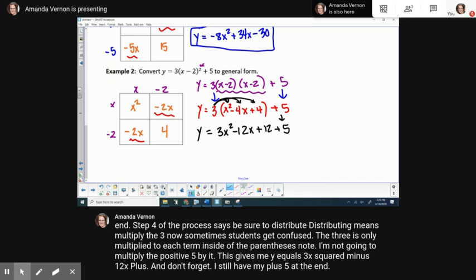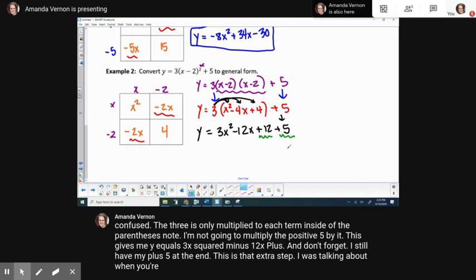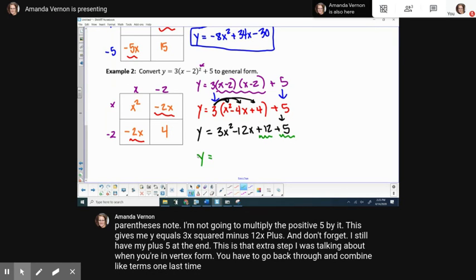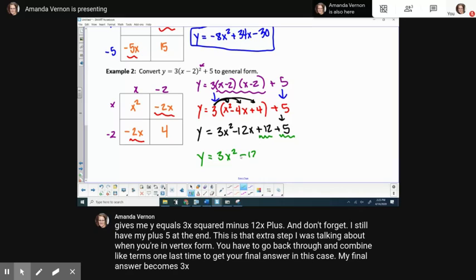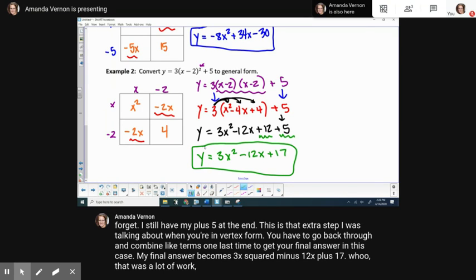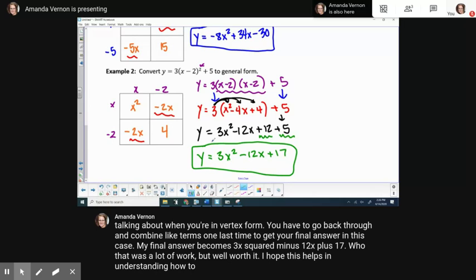This is that extra step I was talking about. When you're in vertex form, you have to go back through and combine like terms one last time to get your final answer. In this case, my final answer becomes 3x squared minus 12x plus 17. Whew, that was a lot of work, but well worth it. I hope this helps in understanding how to expand or convert from the different forms into general.